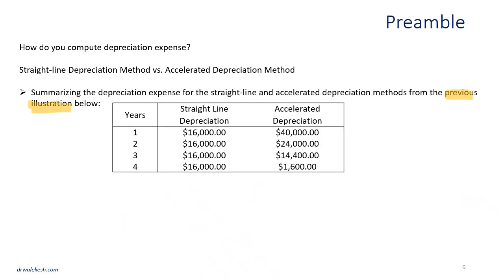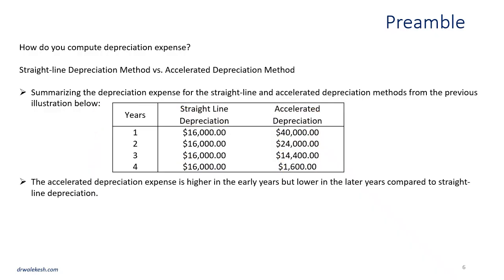From the previous illustration, we computed straight line depreciation as this. Then we also computed accelerated depreciation as this. You would want to agree with me, based on what we can see here, that if we are using accelerated depreciation, you would recognize a higher depreciation expense in early years, but in later years, you would record a lower depreciation expense compared to when using the straight line depreciation method.